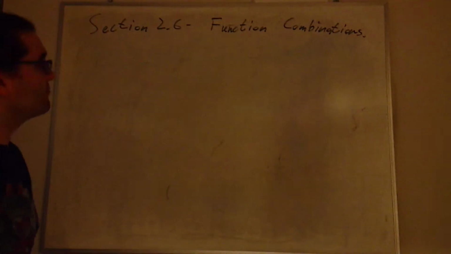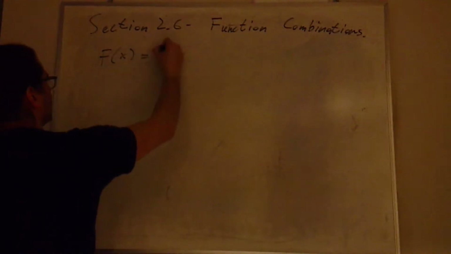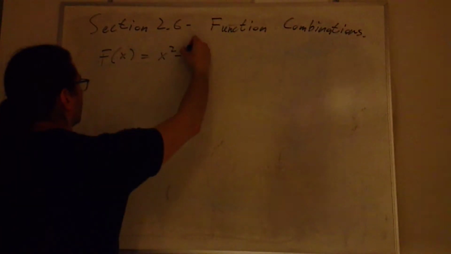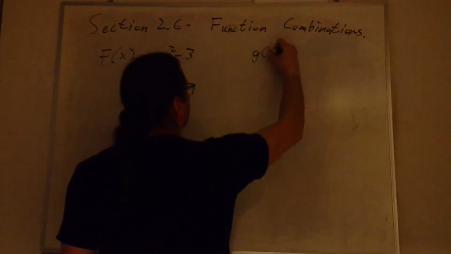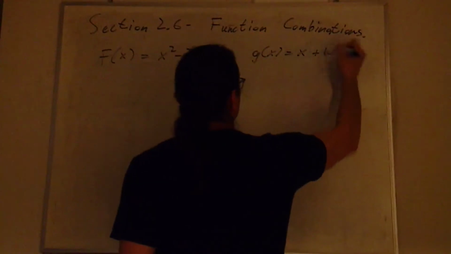First, let's make up some functions that we can combine. I'll do f of x equals x squared minus 3. And I'll do g of x is x, we'll say plus, we'll go big, x plus 10.